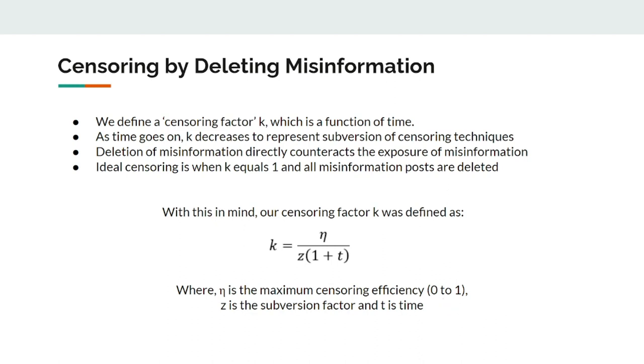Thank you, John. First, we looked at the effect of deleting posts that contain misinformation. We assumed that this would directly limit the exposure the susceptible population had to misinformation as it applied to our model. We defined K as the censoring factor, which represents the fraction of posts that get censored. K is a function of time and decreases as time goes on, representing people circumventing the censoring techniques. Eta is defined as the maximum censoring efficiency because even in the beginning, the algorithm won't be able to censor every single post. Finally, Z is defined as the subversion factor, which represents how quickly or slowly groups can subvert the censoring.